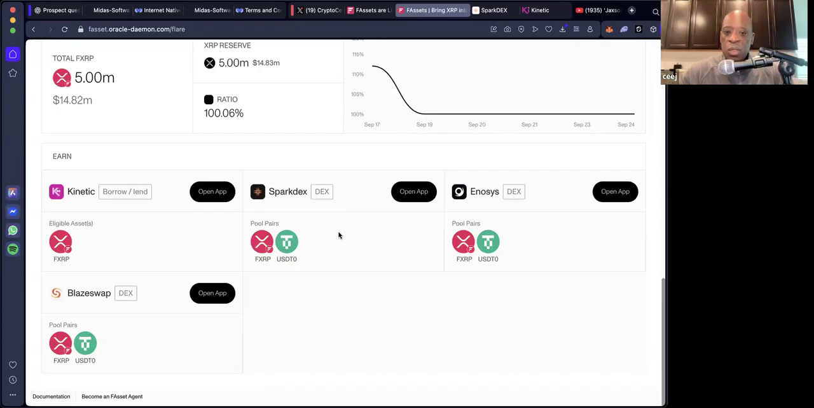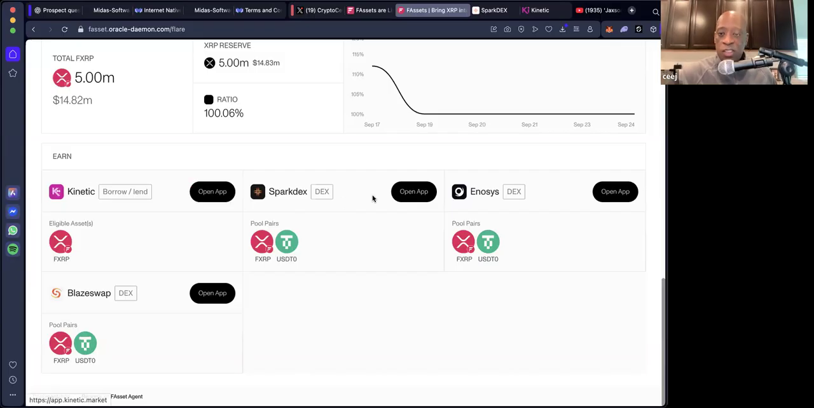Sparkdex is where you would enter liquidity pairs. You would go to farms or pools and enter liquidity pairs. I forget which one. Pools is one thing and farms another. I think farms are the platform's incentives, and pools is another thing. In any case, I think that is how it goes.